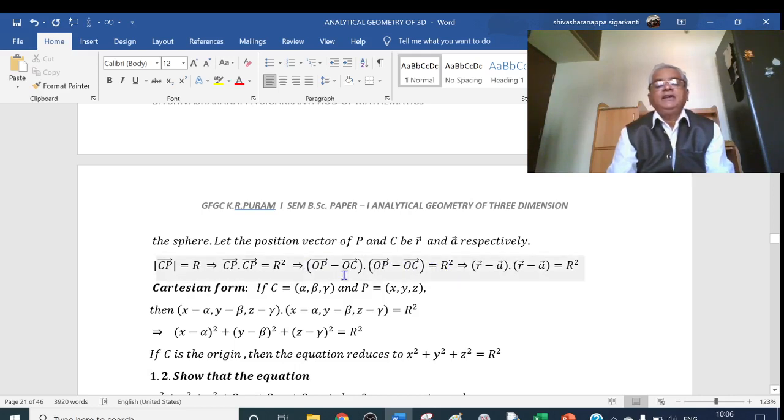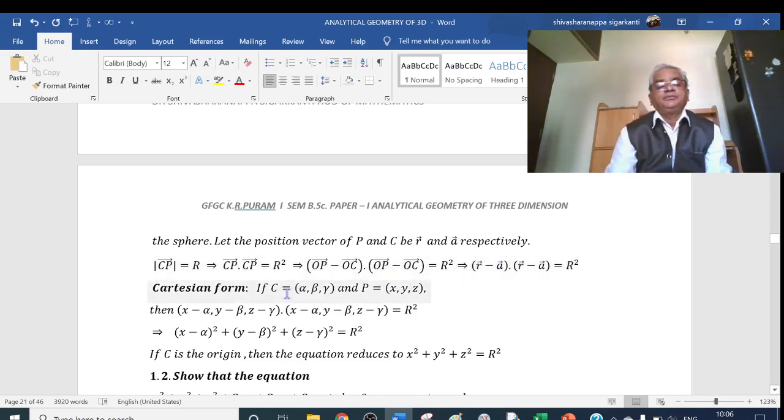If I take r as the position vector of the point P, and a as the position vector of the center C, then we can write this as (r minus a) dot (r minus a) is equal to r square. So this is the vector form of the equation of the sphere. We can reduce this to Cartesian form also.